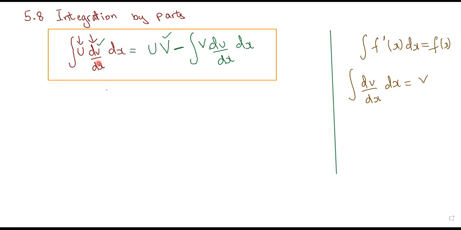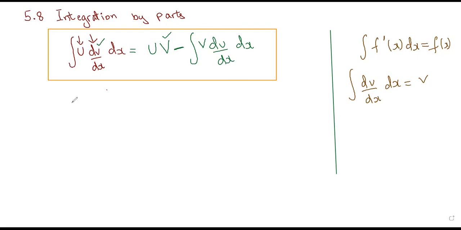You just have to understand that this dv by dx is any function and this v is the integral of this function. Then you have a minus sign. Then you need to integrate again this v and you will write down the derivative of this first function over here. Okay. Now, did you understand something about the formula? Yes. Okay. I will just give you a random example and you will get a better idea.